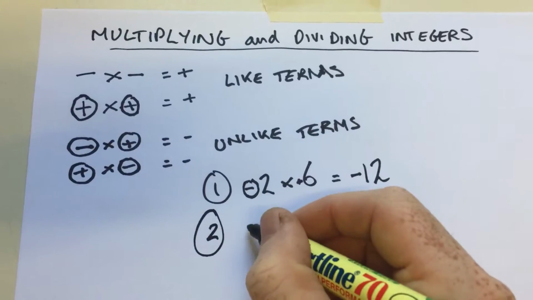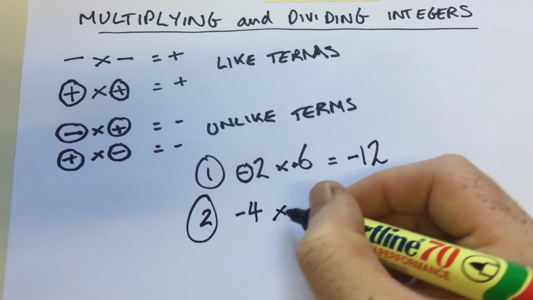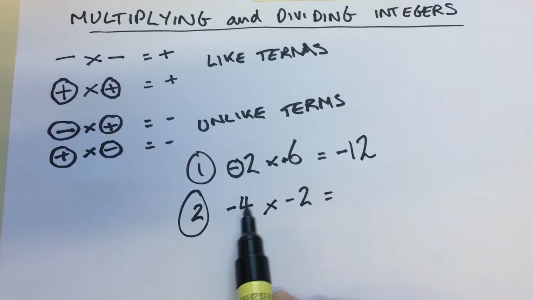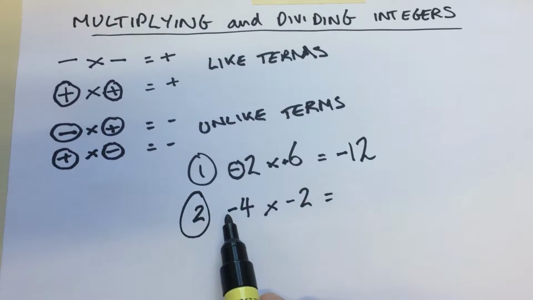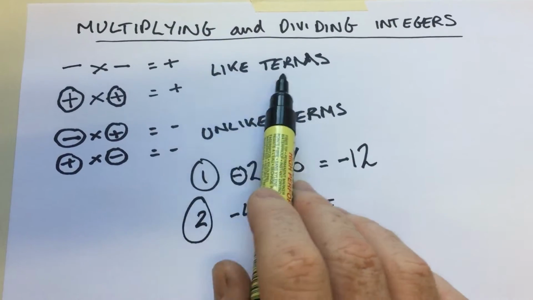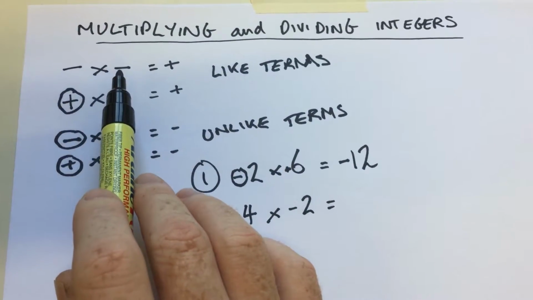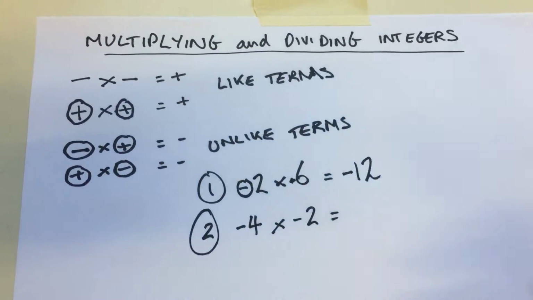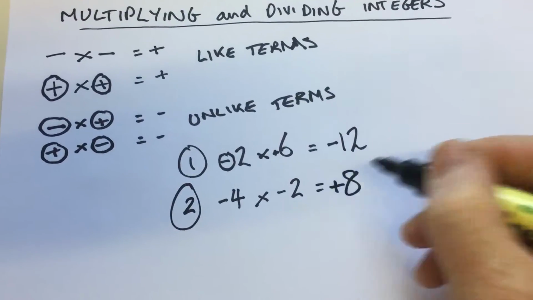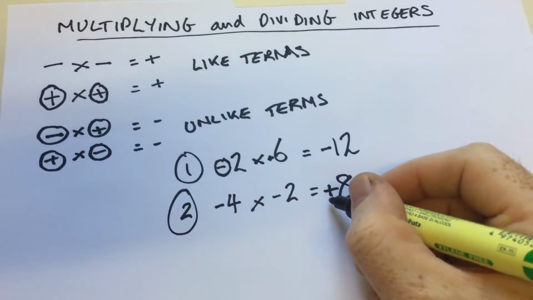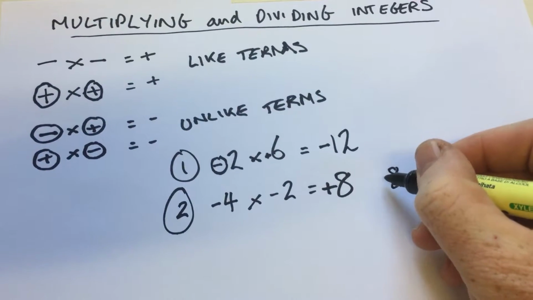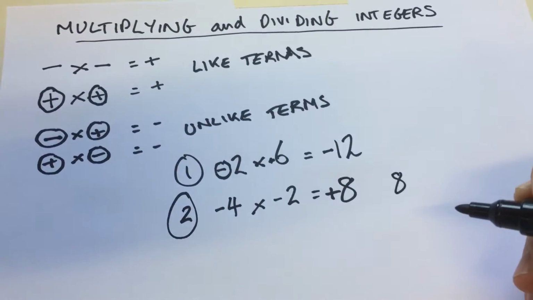Let's do another one. Question 2. How about minus 4 times minus 2? Okay, I've got a minus sign, and a minus sign. These are like terms. They're the same term. The rule is if you've got the same terms, if they're likes, a minus times a minus, my answer is actually a positive. So 4 times 2 is 8, and my answer is positive. I wouldn't really need to put that plus sign in. I could just write the answer 8 because if there's no sign written there, we assume that it's a positive.